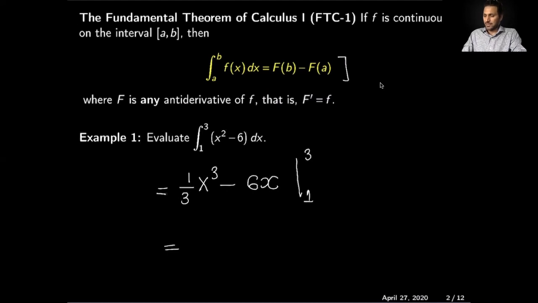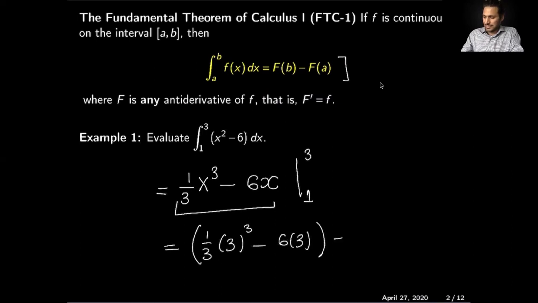And then the fundamental theorem says that the net change of the function is basically the net change of the antiderivative. So you plug in the upper limit first, 1/3 times 3 to the power 3 minus 6 times 3. And then we put a negative sign, and then we plug 1 into the antiderivative, which is 1/3 times 1 cubed minus 6 times 1.